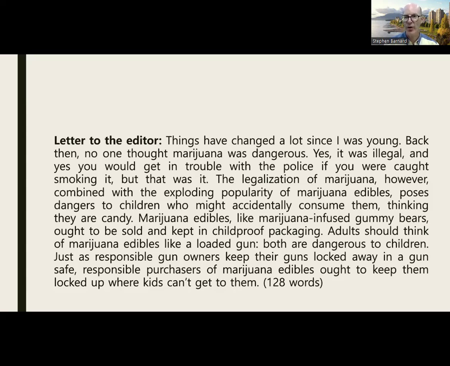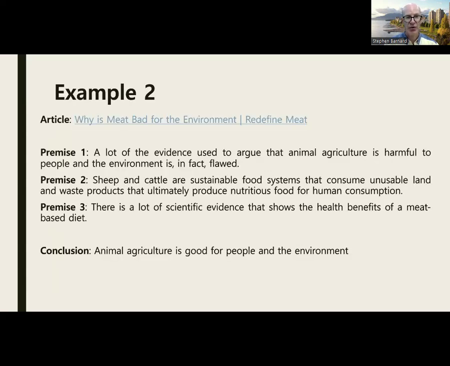So that's about 120, 130 words. That's what I'm looking for. Here's a second example. So in this case, post a link for an article about why meat is bad for the environment. Here we've got three premises.